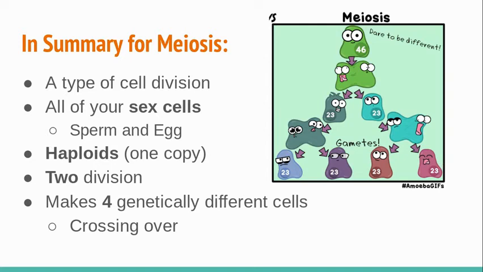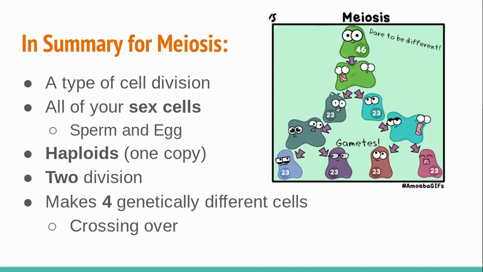In meiosis, we actually have two divisions. So we have meiosis 1, where you take one cell and you split it up into two. And then we have meiosis 2, which takes those two cells and splits them even further. So we have two total divisions here. At the end of it all, we have 4 cells that are genetically different. Okay, that's a big point. They are not identical to the first one.